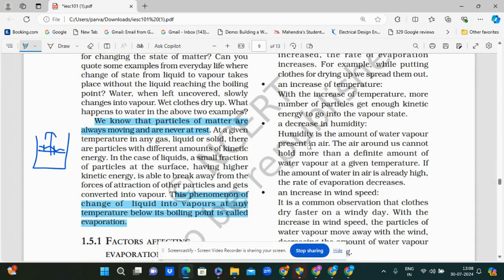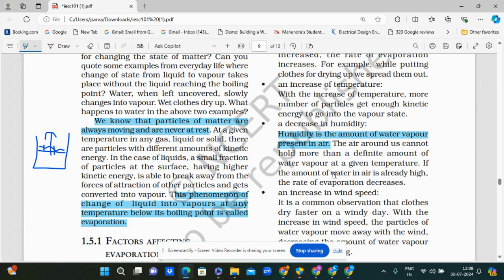With an increase of temperature, more particles get enough kinetic energy to go into the vapor state. So an increase of temperature also increases evaporation. Decrease in humidity. What is humidity? Humidity is the amount of water vapor present in air.